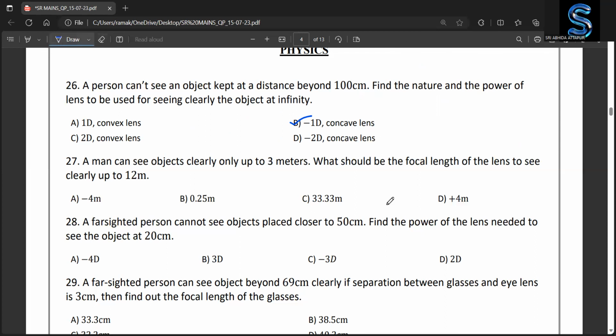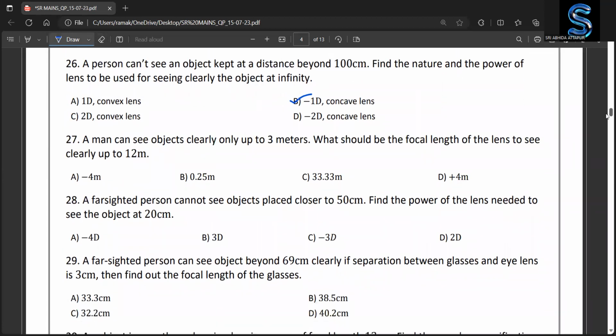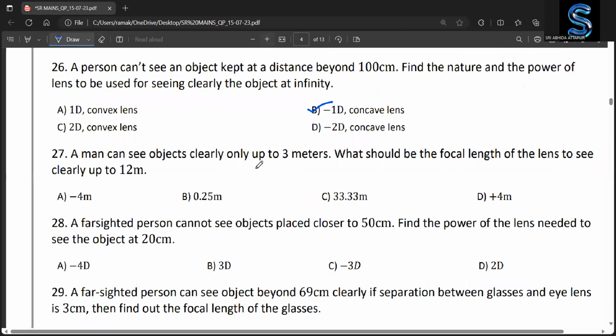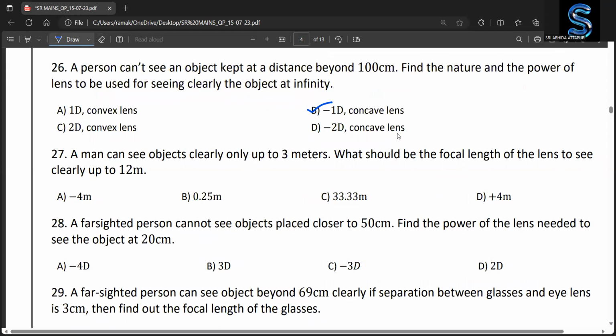So the next question. A man can see the objects clearly up to 3 meters. What should be the focal length of the lens to see clearly up to 12 meters? Here as you consider this condition, we can represent that the image distance is minus 3 meters because he can see the objects clearly up to 3 meters, whereas the object distance is represented as minus 12 meters.